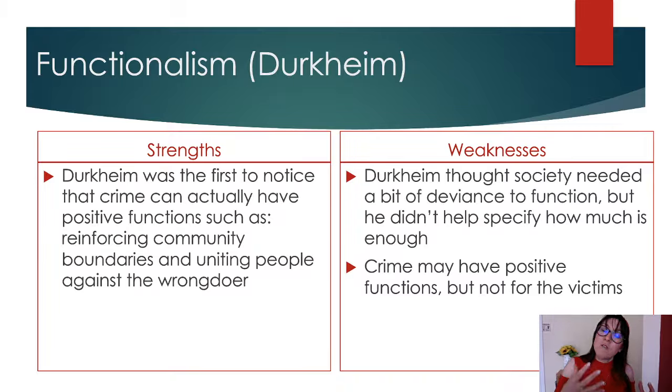So that served as a function of moving forward. However, the problems are Durkheim thought society needed a bit of deviance to function, but he didn't help specify how much is enough, how much deviance is required, and what levels of deviance. Crime may also have positive functions, but that's not for the victims. So even if the James Bulger case brings some function to society, that doesn't help James's mum at all to deal with the death of her son.